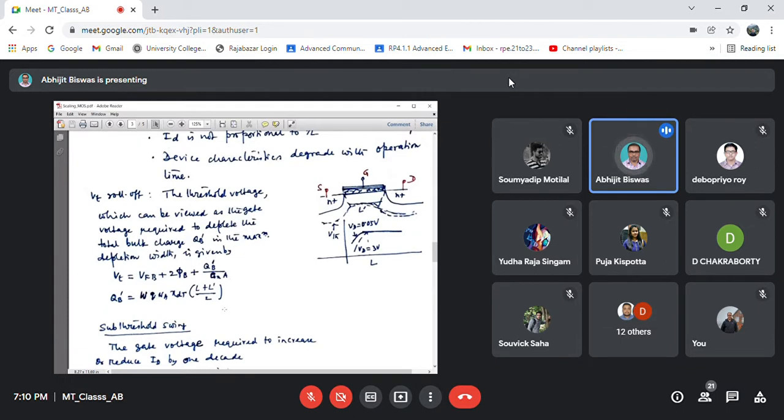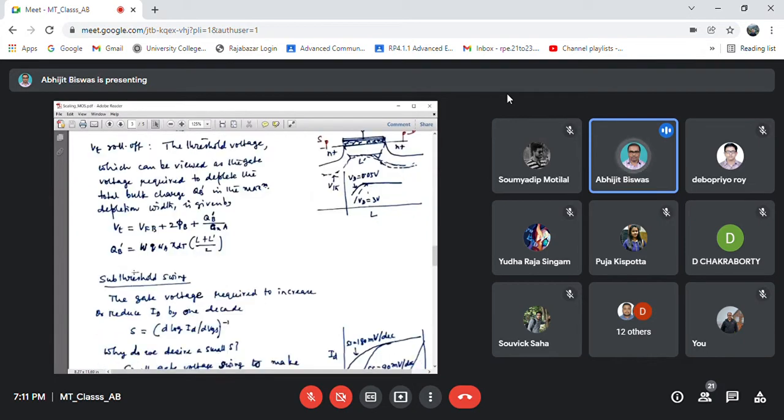You can define the threshold voltage as the gate voltage required to deplete the total bulk charge, QB dash, at the maximum depletion rate. And VT, the threshold voltage, can be expressed as the summation of the flat band voltage plus 2 phi plus QB dash divided by COX, the oxide capacitance into area.